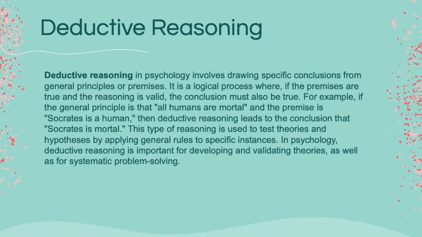Deductive reasoning. Deductive reasoning in psychology involves drawing specific conclusions from general principles or premises. It is a logical process where, if the premises are true and the reasoning is valid, the conclusion must also be true. For example, if the general principle is that all humans are mortal, and the premise is Socrates is a human, then deductive reasoning leads to the conclusion that Socrates is mortal. This type of reasoning is used to test theories and hypotheses by applying general rules to specific instances. In psychology, deductive reasoning is important for developing and validating theories, as well as for systematic problem solving.